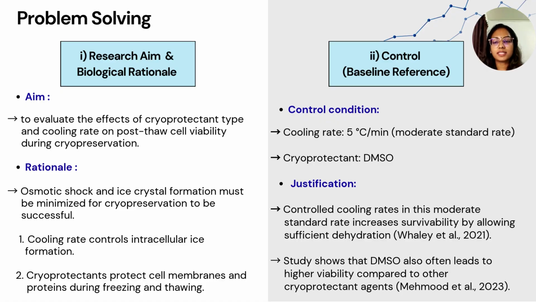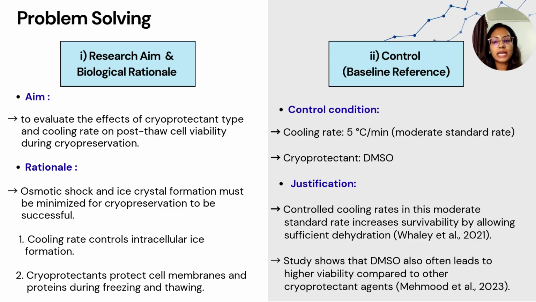The main aim of this study is to evaluate the effects of cooling rate and cryoprotectant type on post-thaw cell viability during cryopreservation. Cryopreservation is widely used for long-term storage of cells in biotechnology, medicine, and also research. However, cell damage can occur during freezing and thawing.